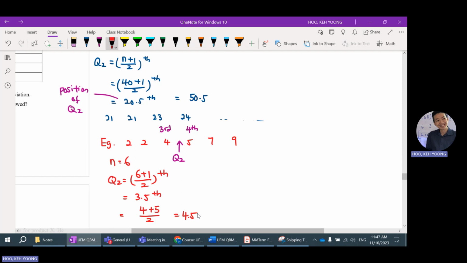So for 20.5, we take the 20th plus the 21st value divided by 2. So you got 50.5. Can you check your answers, whether you use the calculator or do it manually? You got 50.5. Is it okay?